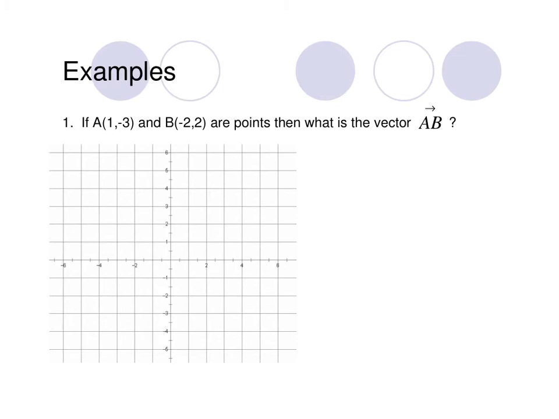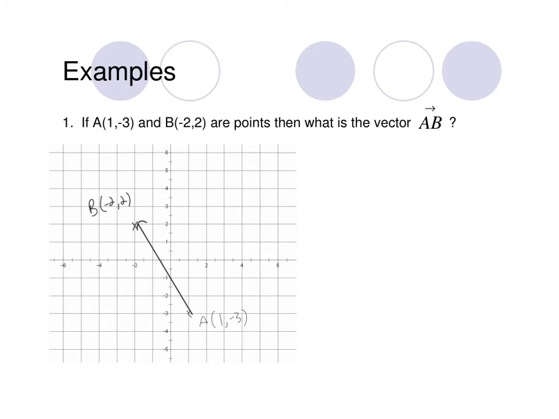So if we have a point A, 1, -3, and a point B, -2, 2, then what is the vector AB? The first thing we're going to do is plot the points A and B. There I've drawn the points A and B and also the vector AB, which goes from point A to point B. Now, what we want to know is, if we were to draw that vector starting at the origin, what would the coordinates of that tip be?